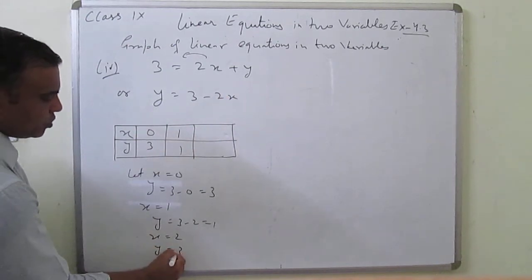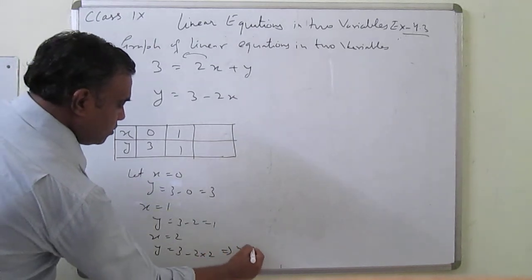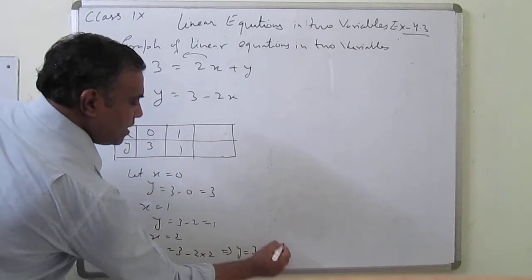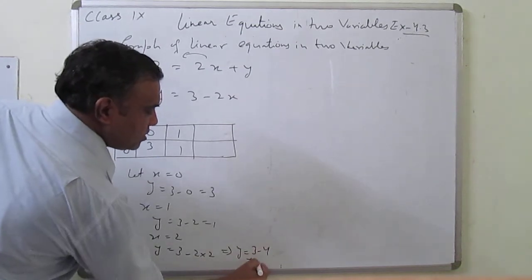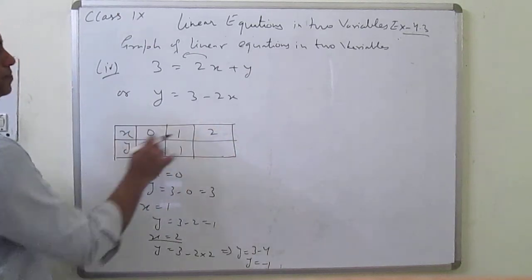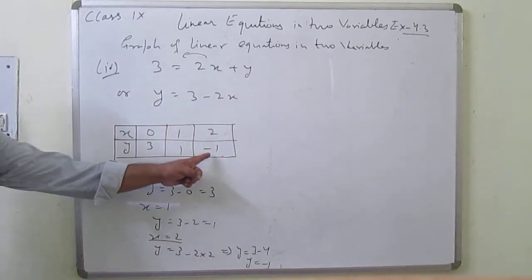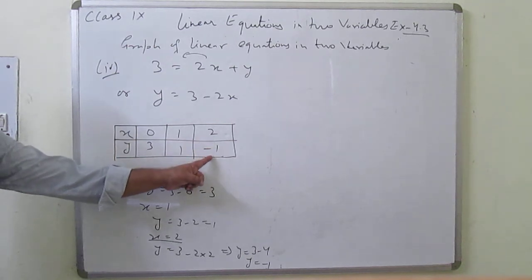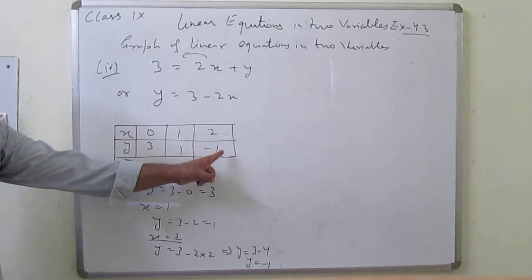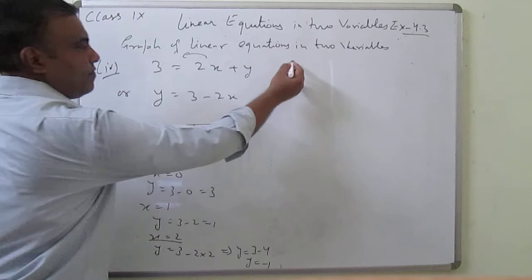If you take x is equal to 2, then y is equal to 3 minus 2 into 2. This implies y is equal to 3 minus 4 is equal to minus 1. कितना आ गया? y is equal to minus 1. If x is equal to 2, then y is equal to minus 1. The point 2, minus 1 comes in which quadrant? x is positive and y is negative. It is the fourth quadrant.